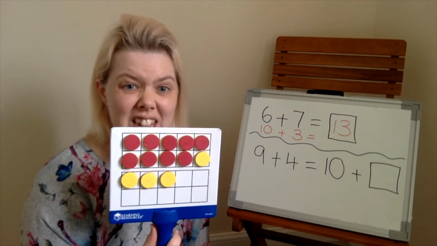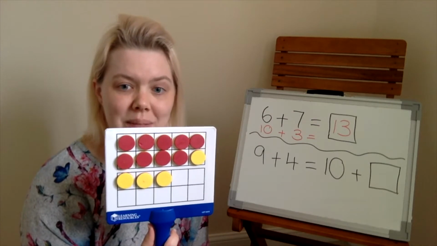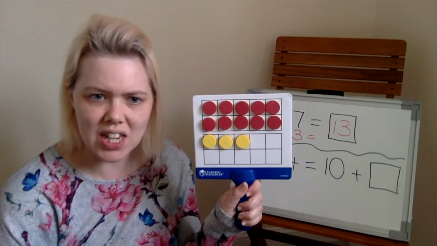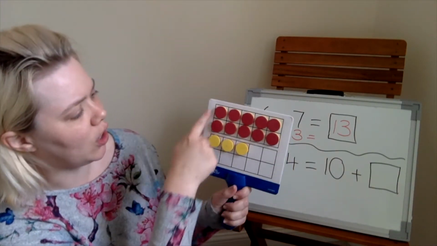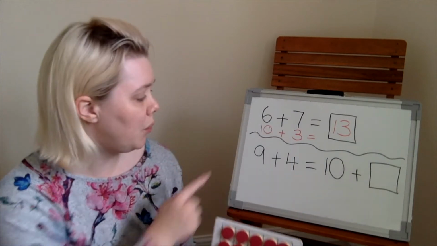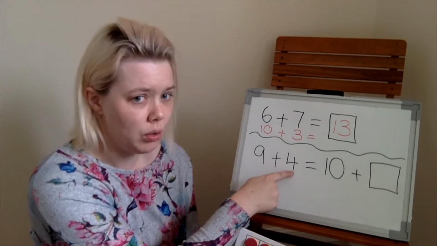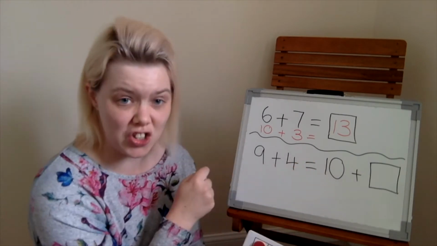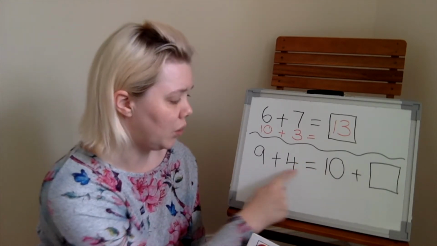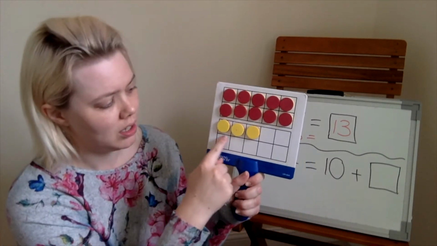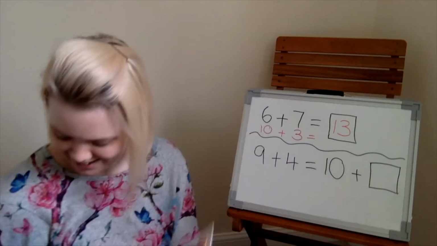Now I can already see again that I have actually made a 10, and I'm going to turn that over. I can see I've made a 10. I have got 10 here and 3 more here. So 9 add 4 is the same as, because remember equals means the same as, 9 add 4 is the same as 10 add 3.